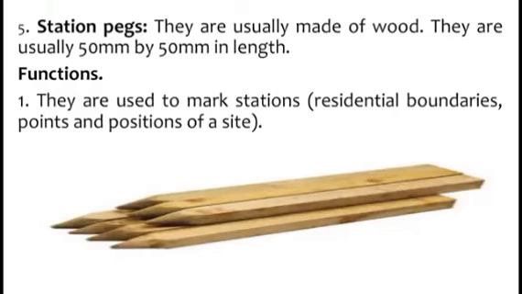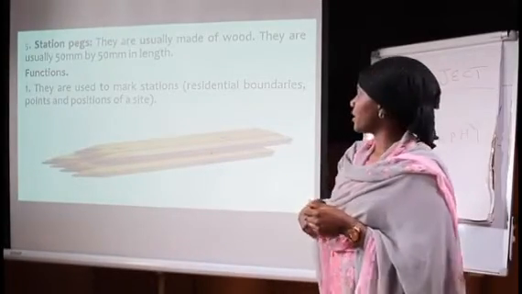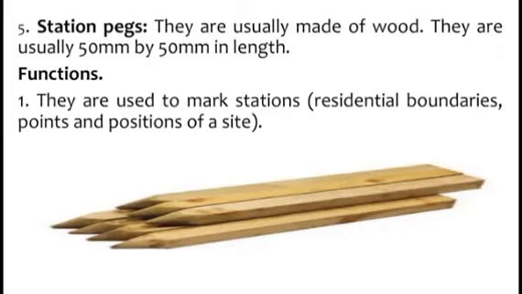Next, we have what we call the station pegs. Some people call them surveyor's pegs. They are usually made of wood, and they are usually 50 millimeters by 50 millimeters in size. You can see them. They're just pieces of wood with a particular length and pointed ends. The pointed ends enable them to be planted into the ground so that they'll be able to stand firmly. What are their uses? They are used to mark stations.